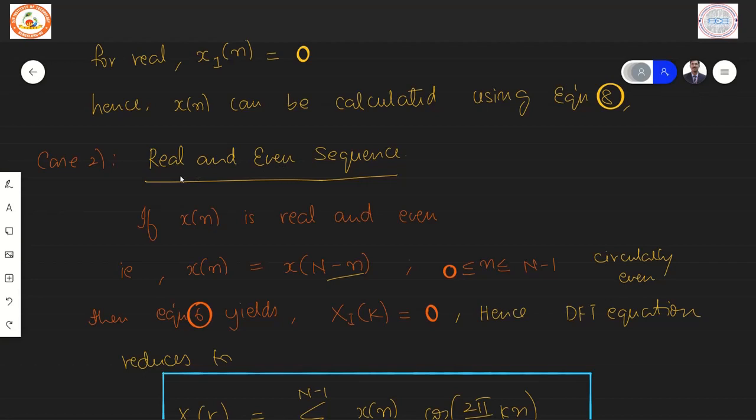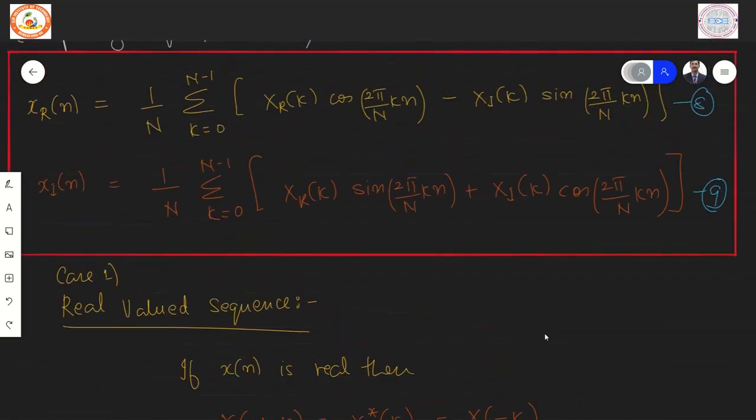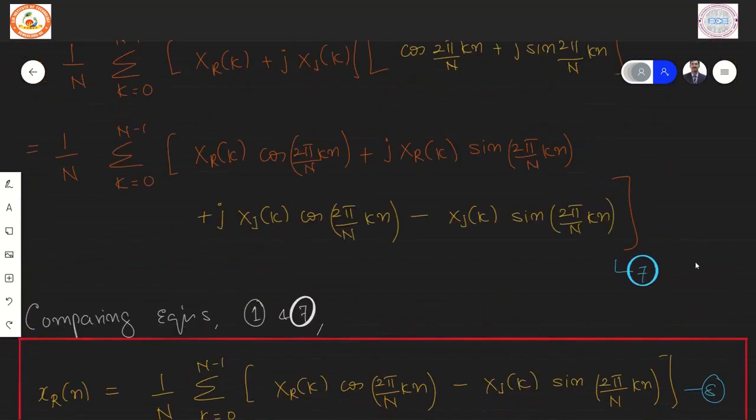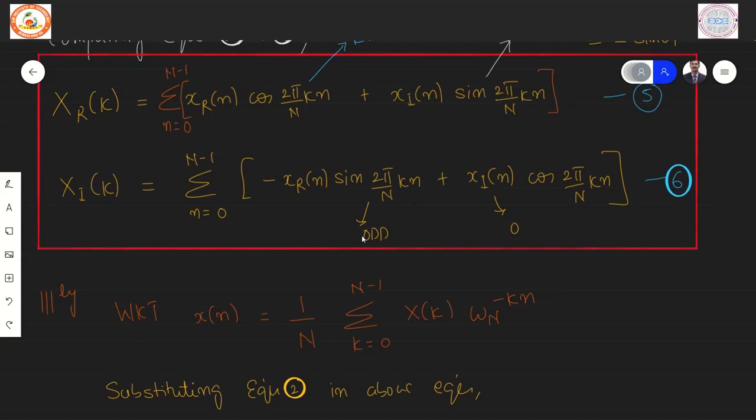Therefore, a component which has the odd term and imaginary term will not be present, since we are saying it is real and even. That's the reason why xi of k is equal to 0. This can be observed by testing the equation xi of k. In xi of k, this term is odd, so it cannot be present, and this term is imaginary, so it is also not present. So the entire term becomes equal to 0.